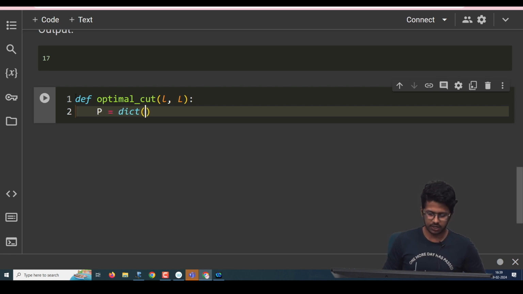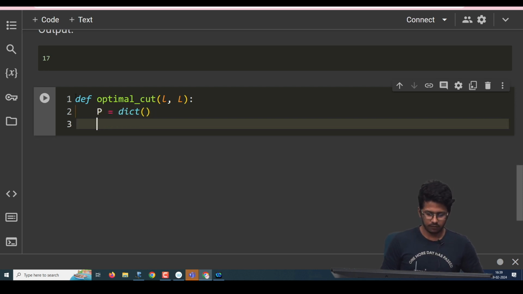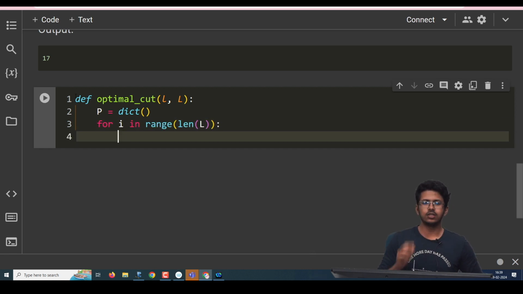So we'll first create a dictionary called P. We'll iterate through the length of L. So we saw that the 0th element in L corresponds to a rod of length 1 meter and the first element in L corresponds to a rod of length 2 meters and so on up till n elements, right? Where n is the last element being the rod of length L meters. So for each different length of the rod, we will store the profits in this dictionary and later use it to access them.